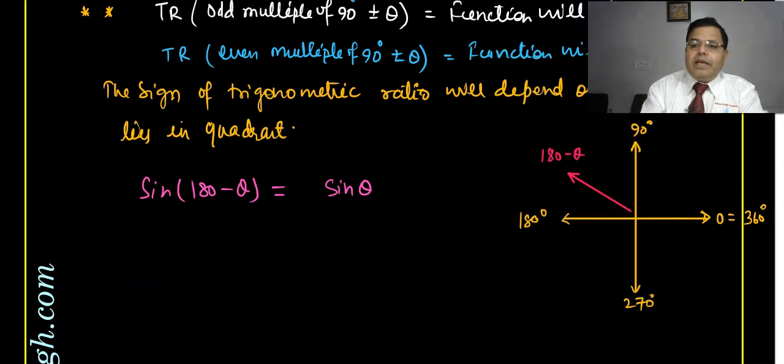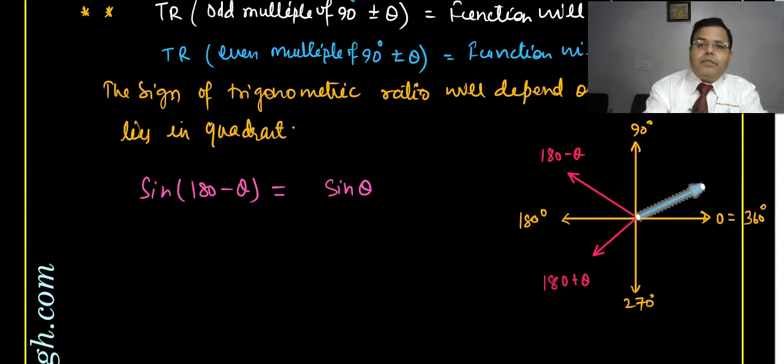Again, if it is more than 180, then which quadrant will it lie in? It will lie in this quadrant, 180 plus theta, isn't it? So 180 minus theta lies in this quadrant, and 180 plus theta lies in the third quadrant. Similarly, if I write 360 plus theta, it means it will lie in the first quadrant, and less than 360 will lie in the fourth quadrant.